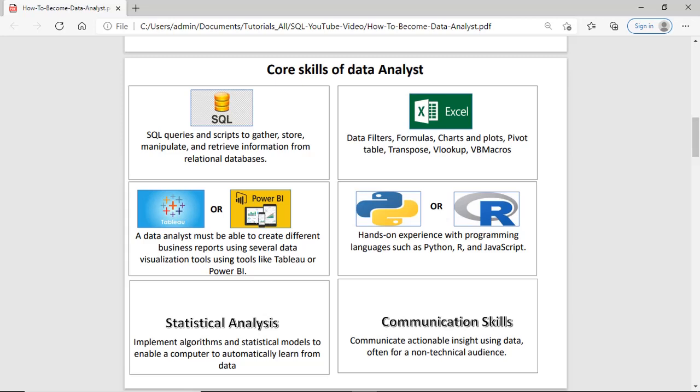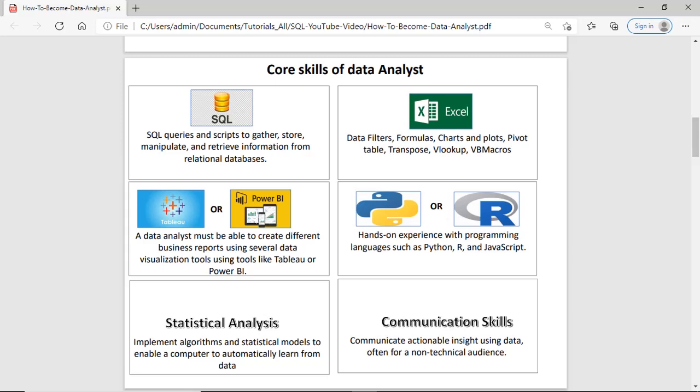And next is Excel. It's a reporting tool. For small and medium sized data, you can use this tool for summarizing and analyzing the data. Excel also has programming capacity. We have the VB macro in it. Using the VB macro, you can write your own custom functions. Next is Power BI or Tableau.